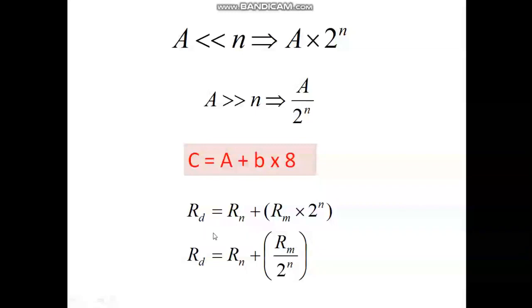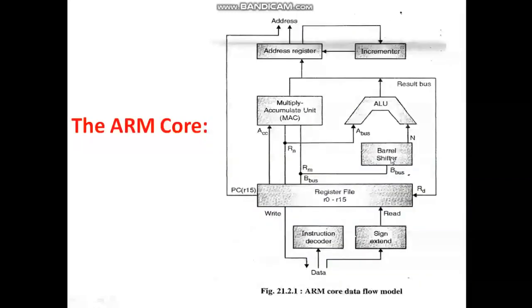You can understand, for example, that the content of register Rm will be multiplied by some factor 2 raised to n, or it can be divided by the factor 2 raised to n by using the barrel shifter, and then the result can be added to the second register Rn by the ALU section, and the result can be stored in the third register. So this whole operation can be performed in a single step because of the availability of this barrel shifter. So that's the purpose of the barrel shifter.